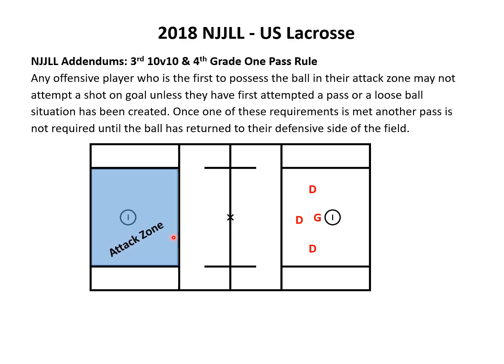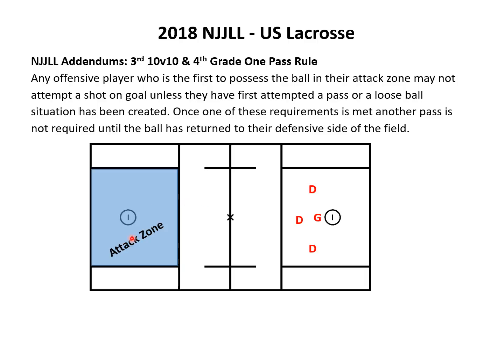So if a player comes in and they touch the ball in and they bring it out, they can make the pass anywhere on their offensive side of the field. The pass does not have to be in the box. It's just after the ball's been touched in the box, somebody needs to make a pass.